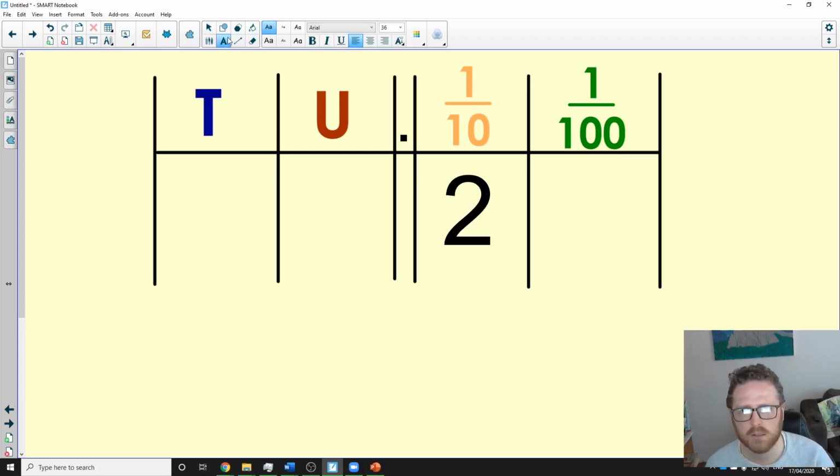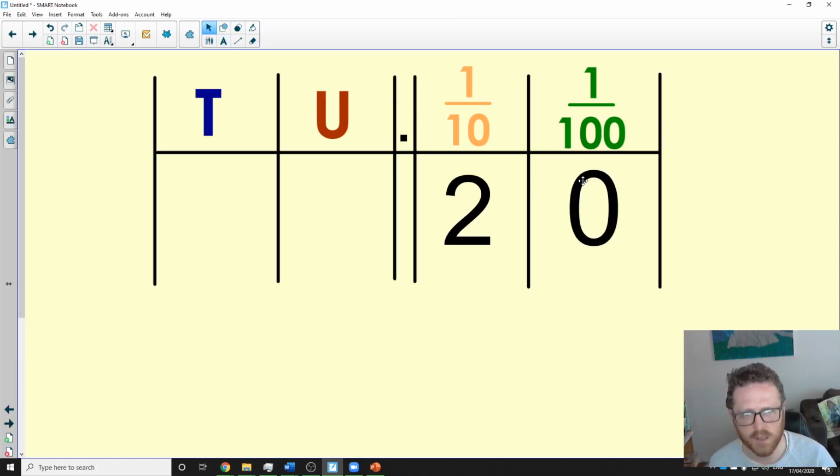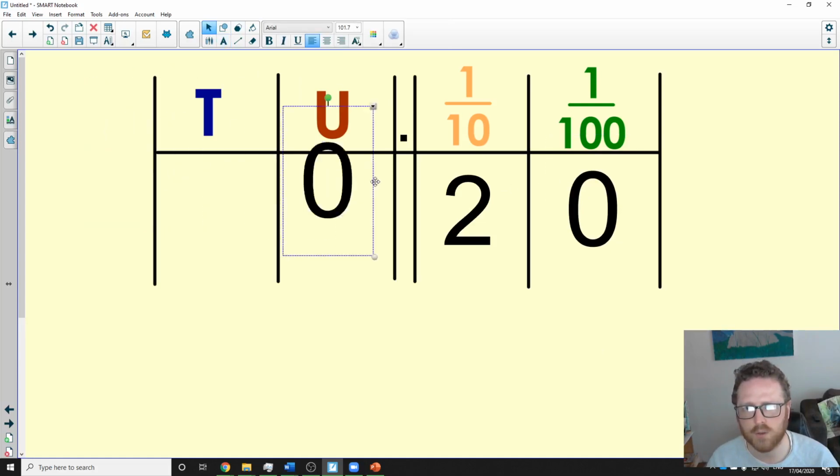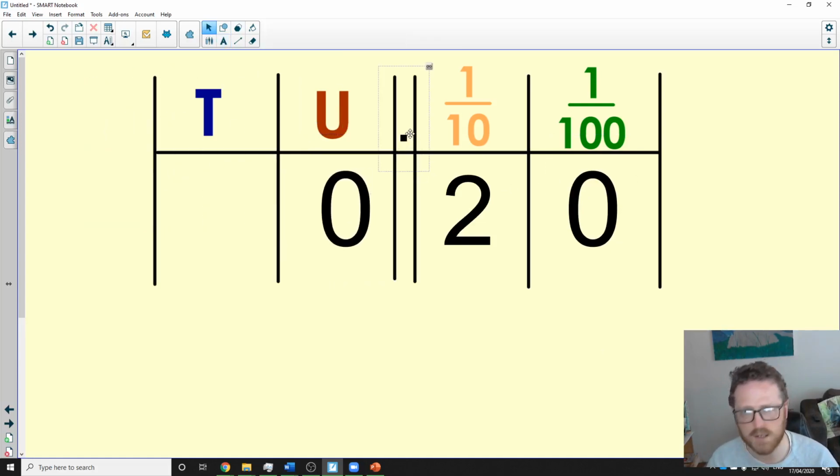Well, let's have a look. What happens? What am I missing from this box here? Well, I'm missing a 0 from here. I'm also missing a 0 from here. And I'm missing a decimal point, which I'm just going to drag down there. So this is what 2/10 looks like as a decimal.